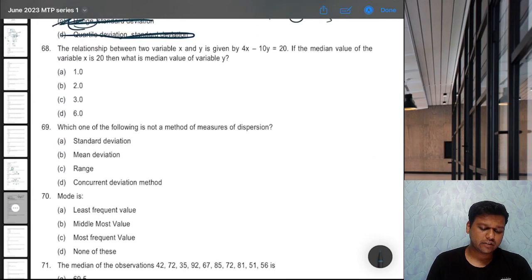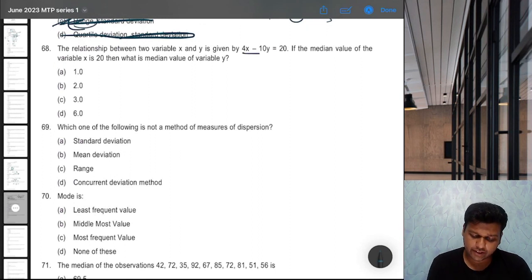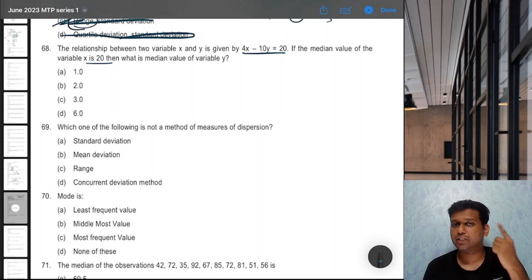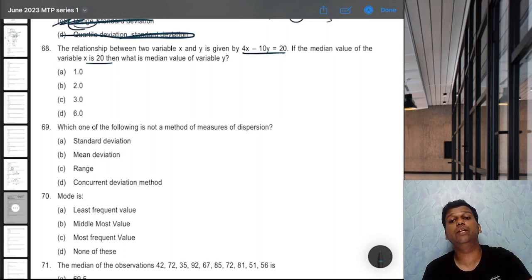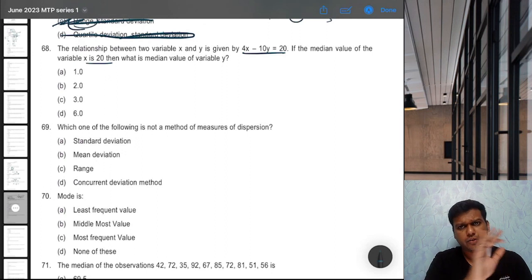Next, 68. The relationship between two variables x and y is given by 4x plus, I hope the video is not lagging. Yeah, it's not. Is given by this. If the median of x is 20, then what is the median of y? I have uploaded a special video on change of origin and change of scale for measures of central tendency, measures of dispersion, and measures of correlation and regression. That is very useful because a lot of questions in statistics are based on that. But for those who know, like I said, this is the shortcut video, right?